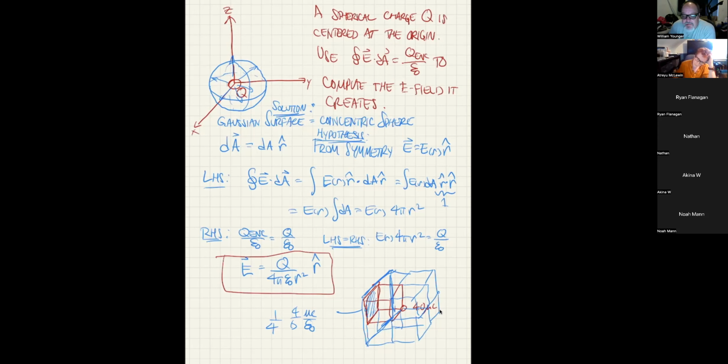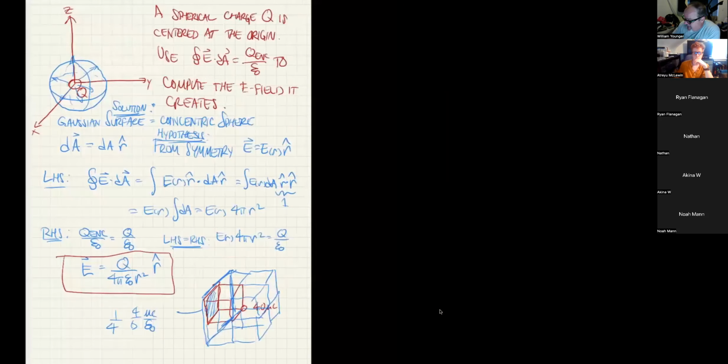Yeah, now it does. It's an ingenious way of doing it, but that's the kind of tricks you can pull with Gauss's law and symmetry. All right. Yeah, let me show you.